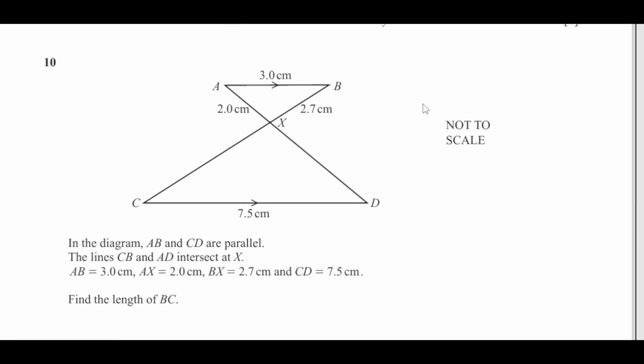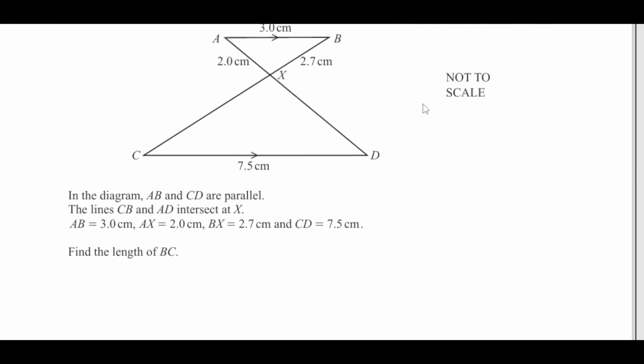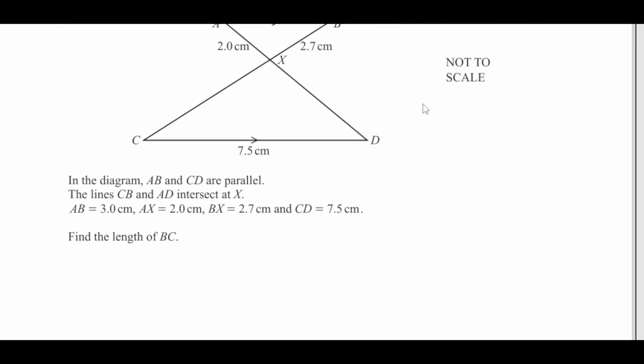Now, question number 10, you can see the triangles there. So, we have triangle AXB and we have triangle CXD. Let us first read the instructions that we are given over here. In the diagram, AB and CD are parallel. You can see it is shown with arrows here, this and this, they are parallel. The lines CB and AD intersect at X. So, they intersect here at X, and these lengths are already given here. We are looking for the length of this BC from here.